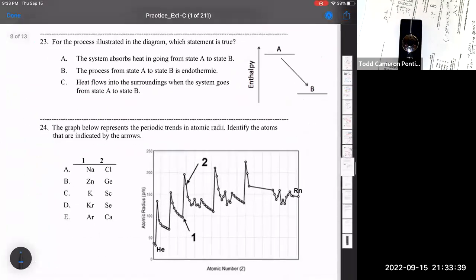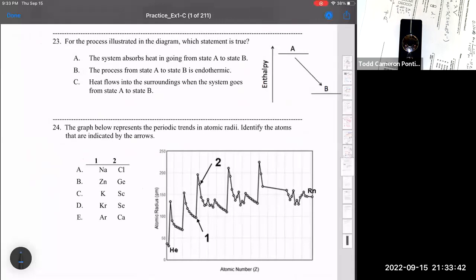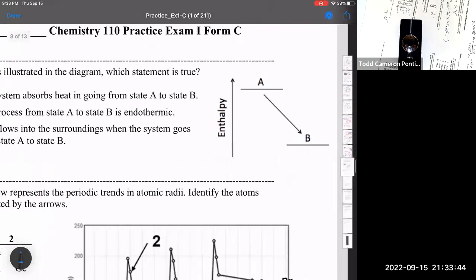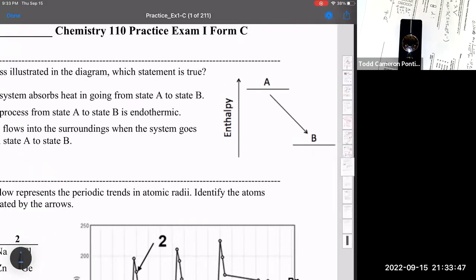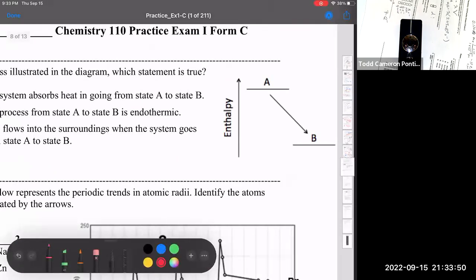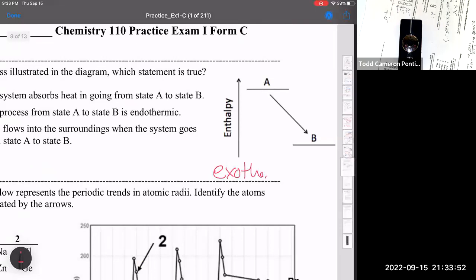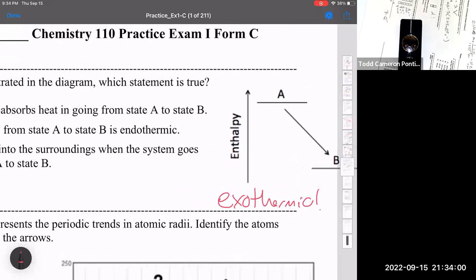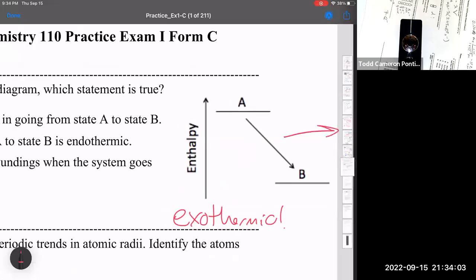All right. For the process listed, which statement is true? The enthalpy, we're going from higher to lower, which means this is an exothermic process. Can we create or destroy energy? No. So if we're going from higher to lower, that means energy is given off, in this case in the form of heat. An example would be like a hydrogen balloon explosion. It explodes, the chemicals come down in energy, and heat is given off.